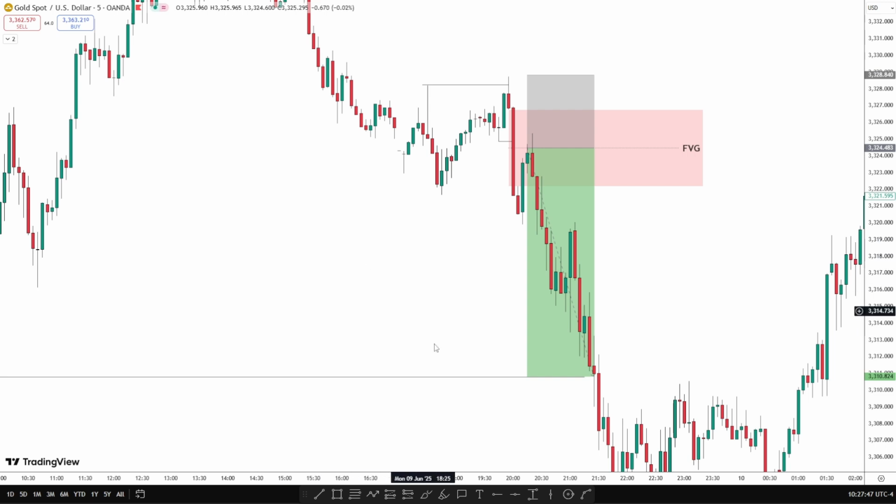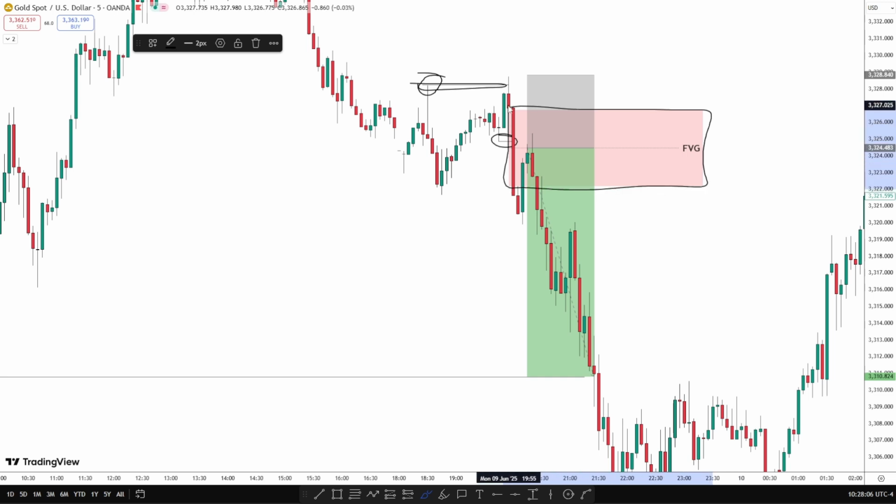So if you guys are confused on any of the components for this model, there is a video explaining every single one of them. There is a video in this playlist about liquidity sweeps. As you can see right here, we have a perfect one. There's a video in this playlist about market structure shifts and breaks of structure, and there is a video in this playlist about fair value gaps. So feel free to watch those if any of you are still getting confused.